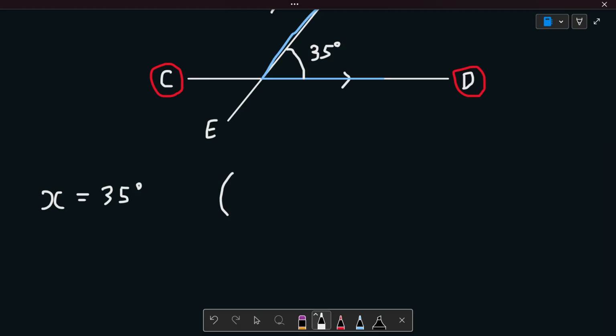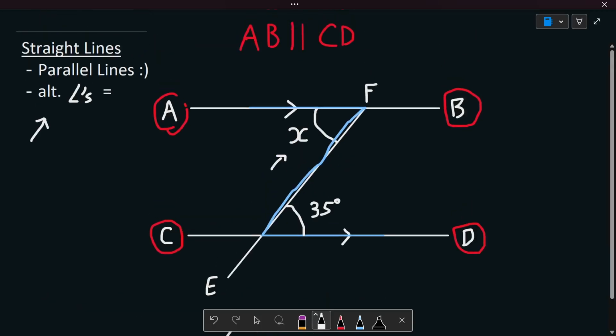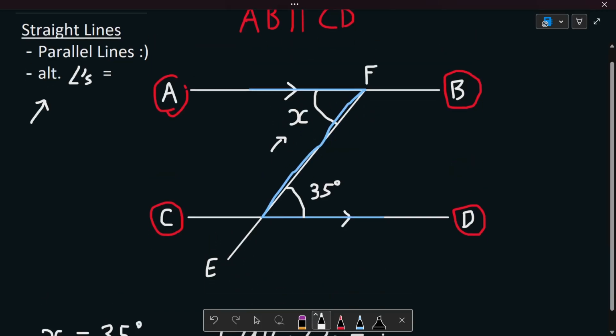We're going to write and use our reason. We're going to say that alt angles are equal. And then we are going to do the following. We're going to write a semicolon, and this semicolon means because. Now we're saying alternative angles are equal because, and what lines are parallel? Because AB is parallel to CD.